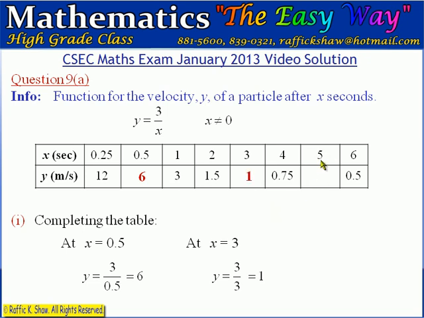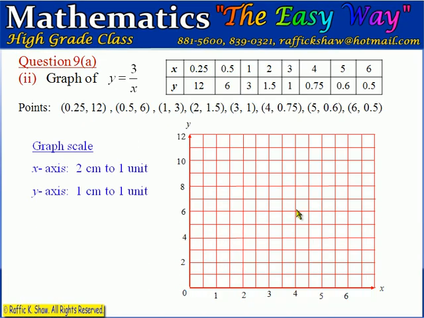Here we have x equals 5, and so we are solving for y when x equals 5. In this case, y would be equal to 3 divided by 5 because x is 5, and 3 divided by 5 is 0.6. And so the value for this cell is 0.6. And that's it, we have completed the table. Let's move down now to part 2.